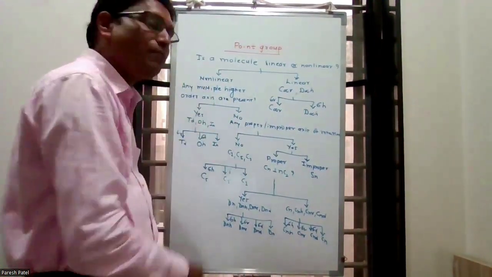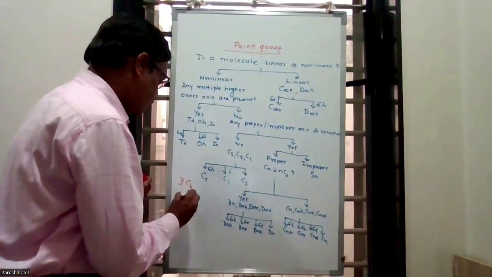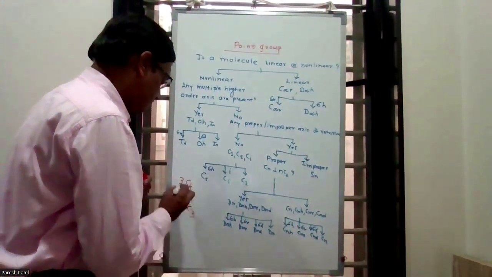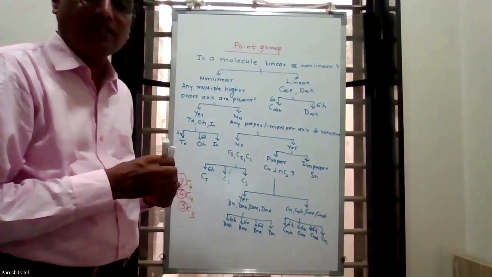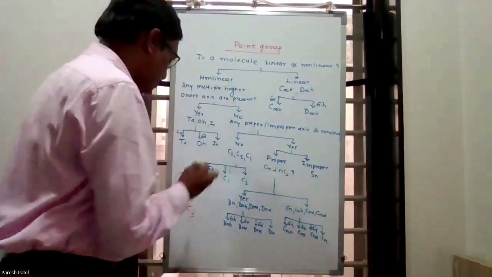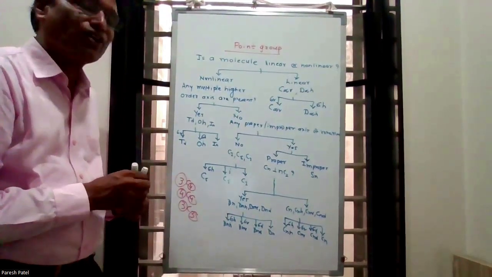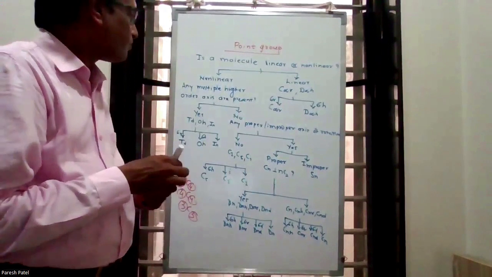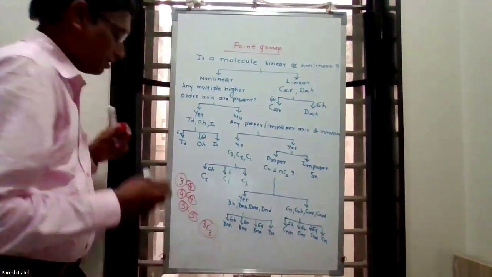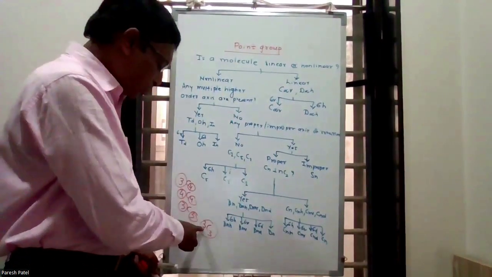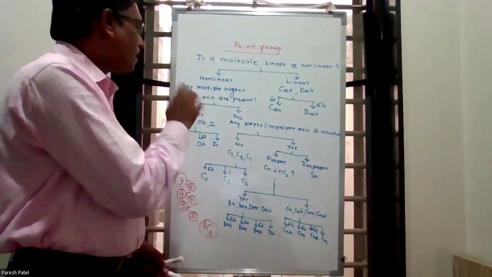Now, what is the meaning of multiple? Multiple means, suppose, 3C4, 4C4, 3C3. So 3, 4, 3 can be recognized as multiple. And higher order means 4, 4, 3. So these are known as higher order. The minimum criterion to be a multiple higher order axis is 3C3. So if our molecule has multiple higher order axes, then multiple higher order axes are present.